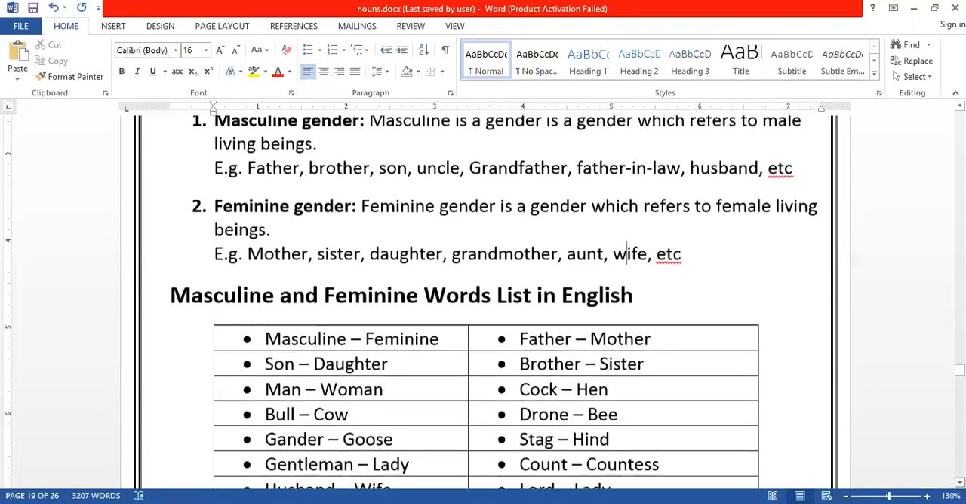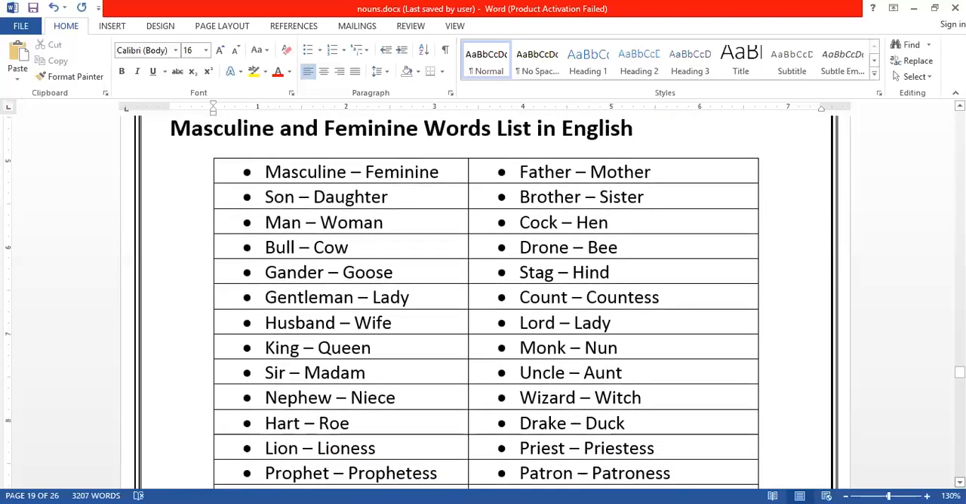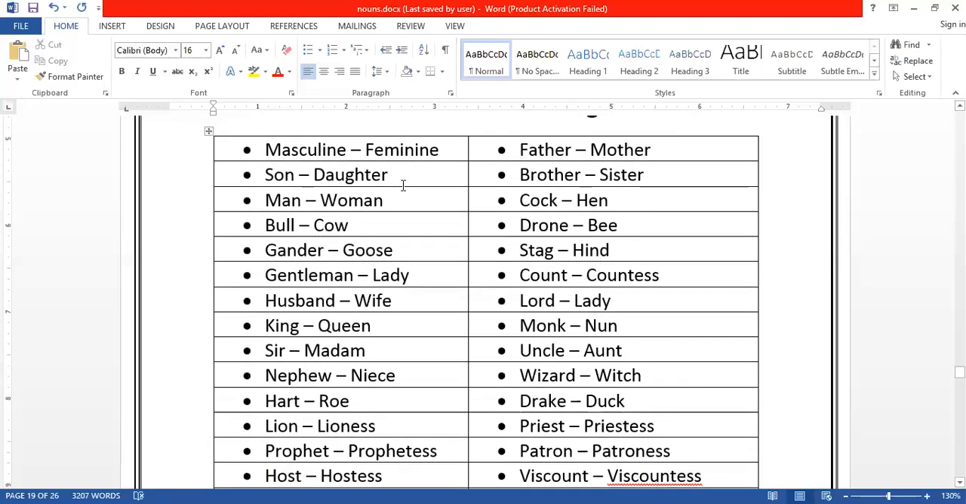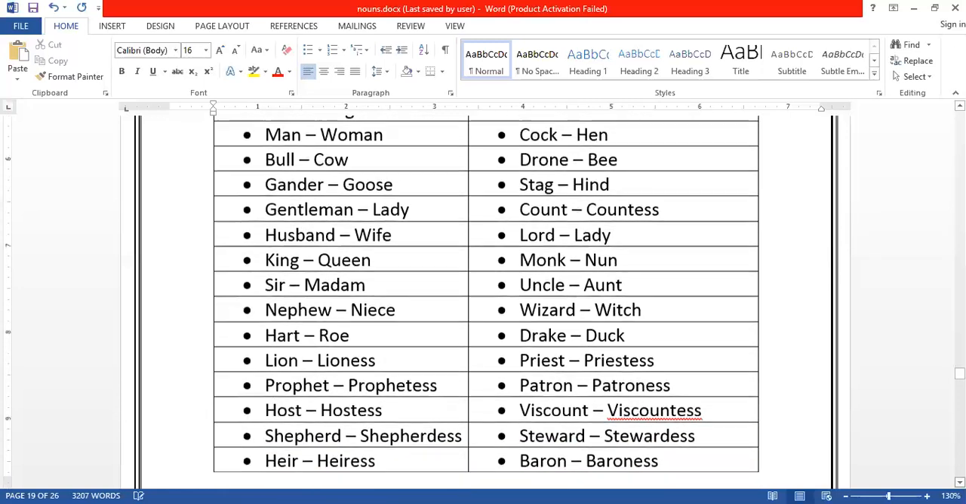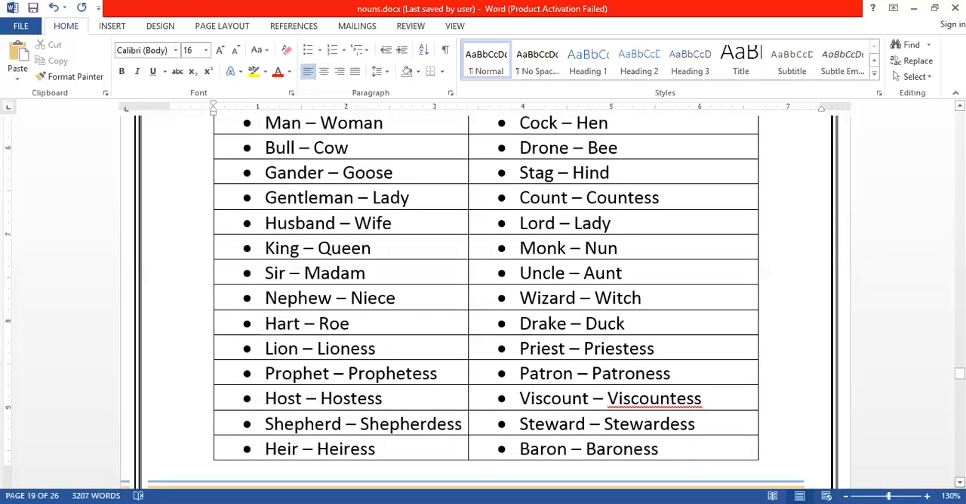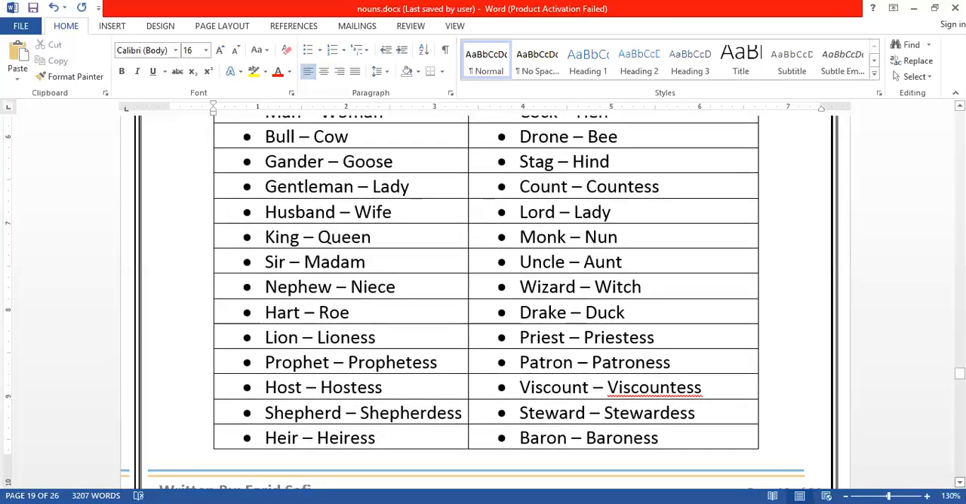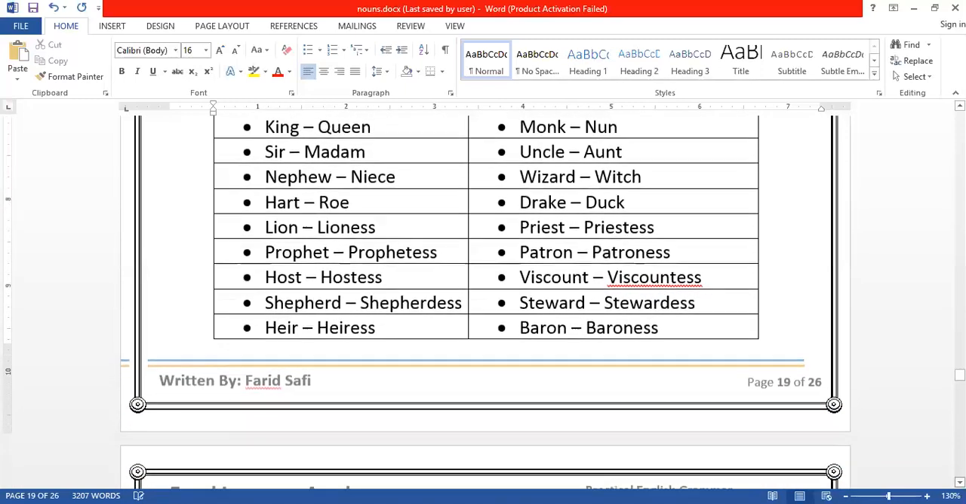We have the list of masculine and feminine genders, like son, daughter, man, woman, player, bull, cow. So we have explained all of them. You can note it down, what the masculine and feminine genders are. This is a complete list you can see on your screen, on both sides. You can have a look at it, you can note it down. It's a complete list. You can write it down, you can learn it.